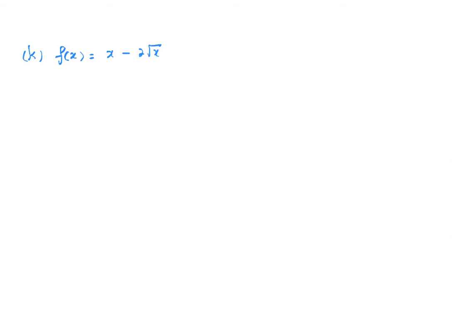So the domain we know. So when you want to use your GC, domain is very important. And x must be greater than or equal to 0, correct? Okay, so what you can do is, you go to your GC, you key in the function. So you go to window. Everyone go to window.